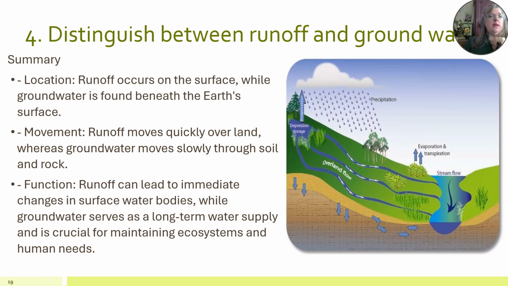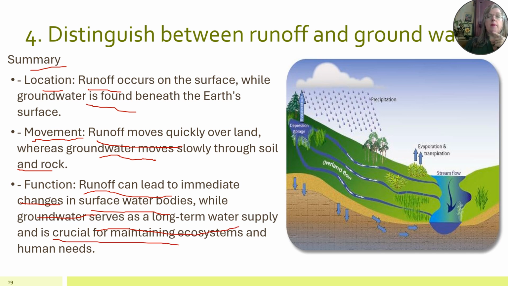So summarizing the difference between runoff and groundwater, first their location. Runoff occurs at the surface while groundwater is in the ground, kind of obviously beneath the surface. The movement: runoff is moving much more quickly over land, whereas groundwater moves slowly through the soil and rock. And then the function of both: runoff can lead to immediate changes in the surface of water bodies, while groundwater serves as a long-term water supply and is crucial for maintaining ecosystems and human needs in the long term.